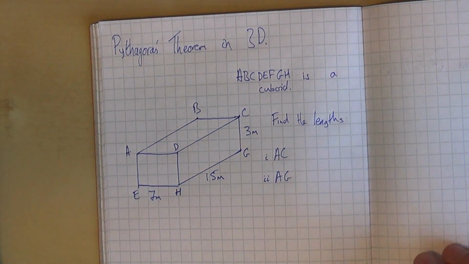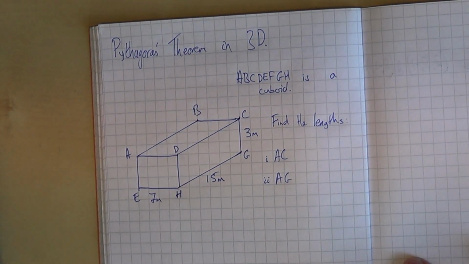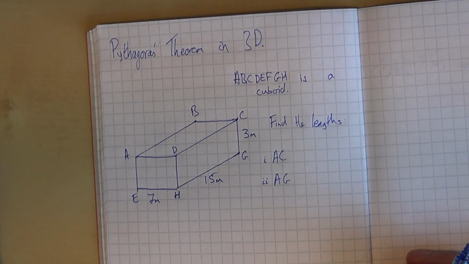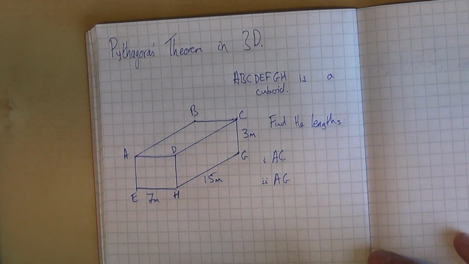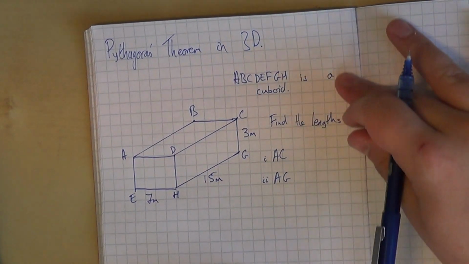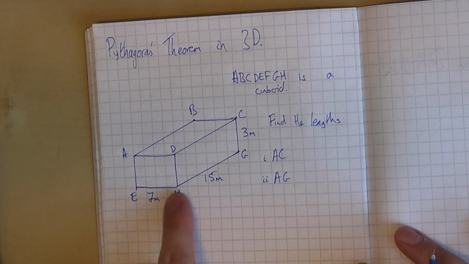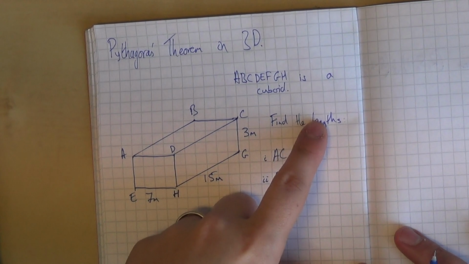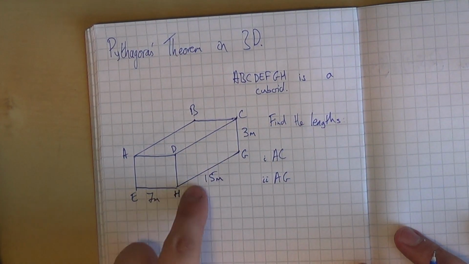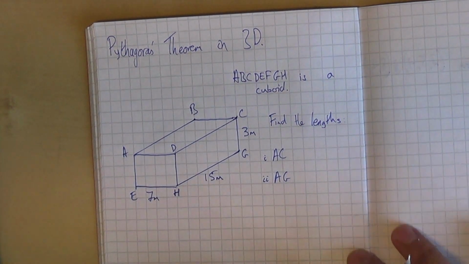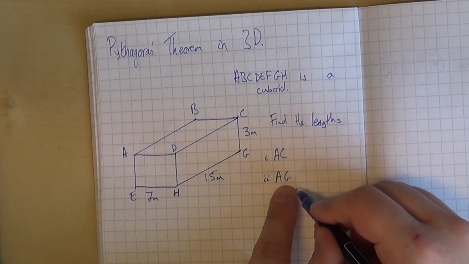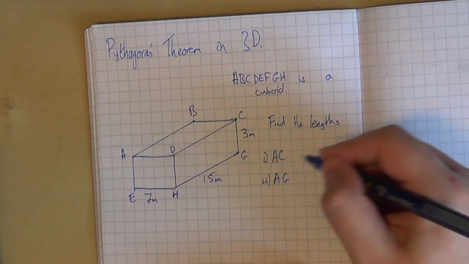Alright folks, we're going to be looking at Pythagoras' theorem in 3 dimensions. I'm going to assume that you've remembered or looked up how to do it in 2 dimensions already, so we're going to crack straight on and just apply it in 3D. So we've got a cuboid here, A, B, C, D, E, F, G, H. Notice you can't see F because it's hidden around the back in this corner here. We're going to find the lengths AC and AG to show you how this works in 3D.